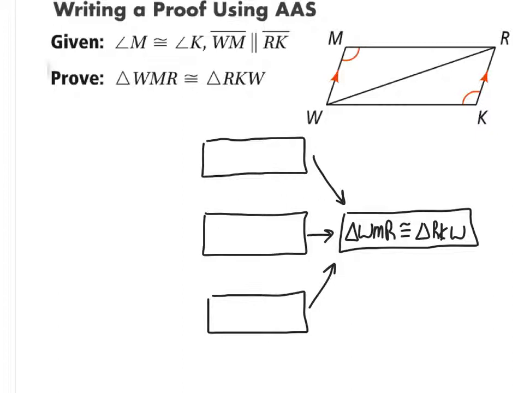Well, our first given is that angle M is congruent to angle K. Are those angles in our two triangles we're trying to show are congruent? Yes, so those go in those spots. So we have angle M is congruent to angle K.